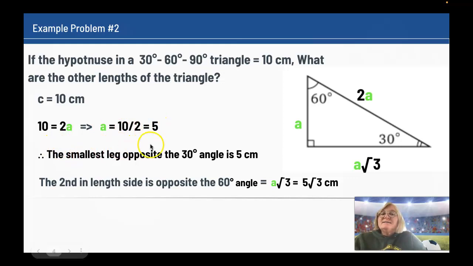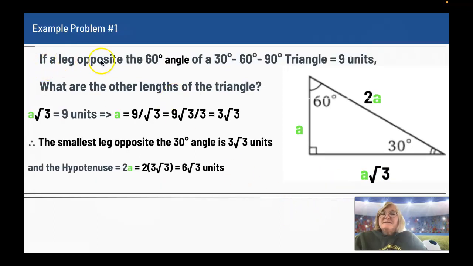So the smallest leg, opposite the 30-degree angle, which is a, and I just found that a is equal to 5, is 5 centimeters. The second in length side is opposite the 60-degree angle. Opposite the 60-degree angle is a square root 3. Well, I know that a is 5, so I get 5 square root 3 centimeters.